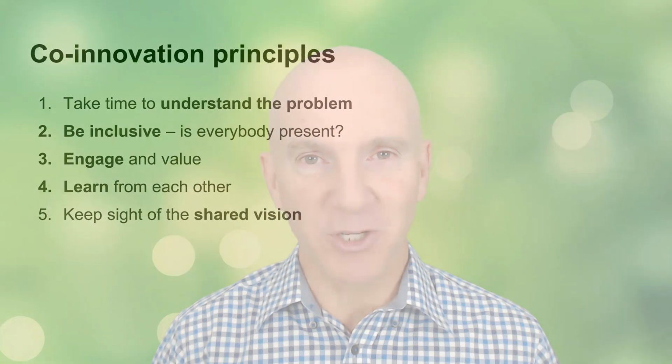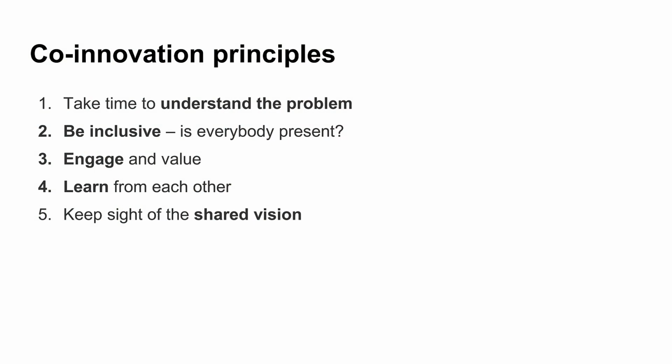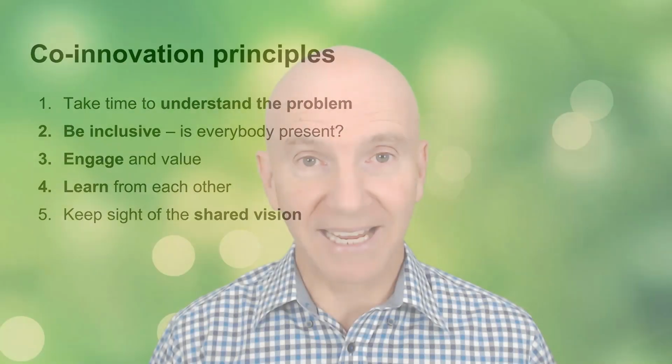Number 5 is keep sight of the shared vision. We need to agree on the causes of the problem and work together to develop the desired outcome of the project. As an example, at the start of your meetings, remind people about the agreed focus of the project. As Simon Sinek says, start with the why.